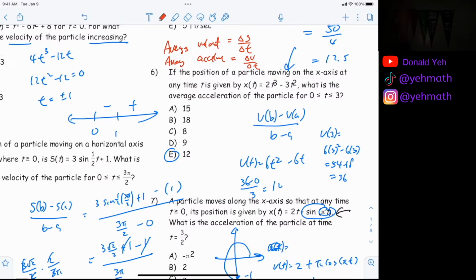But I'm not good with physics. I cannot tell you what jerk really means. So for this one, you just find the derivative. No, I'm not finding the derivative of v, I'm finding the derivative of s of t, and then you get v of t, and then I do the difference between v of t. Okay?